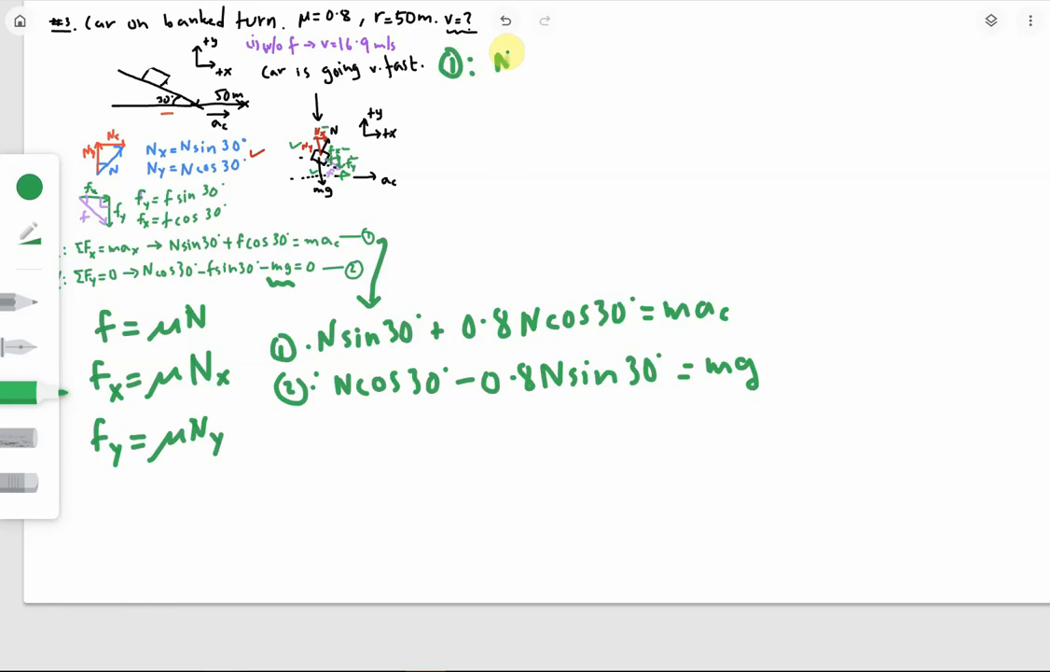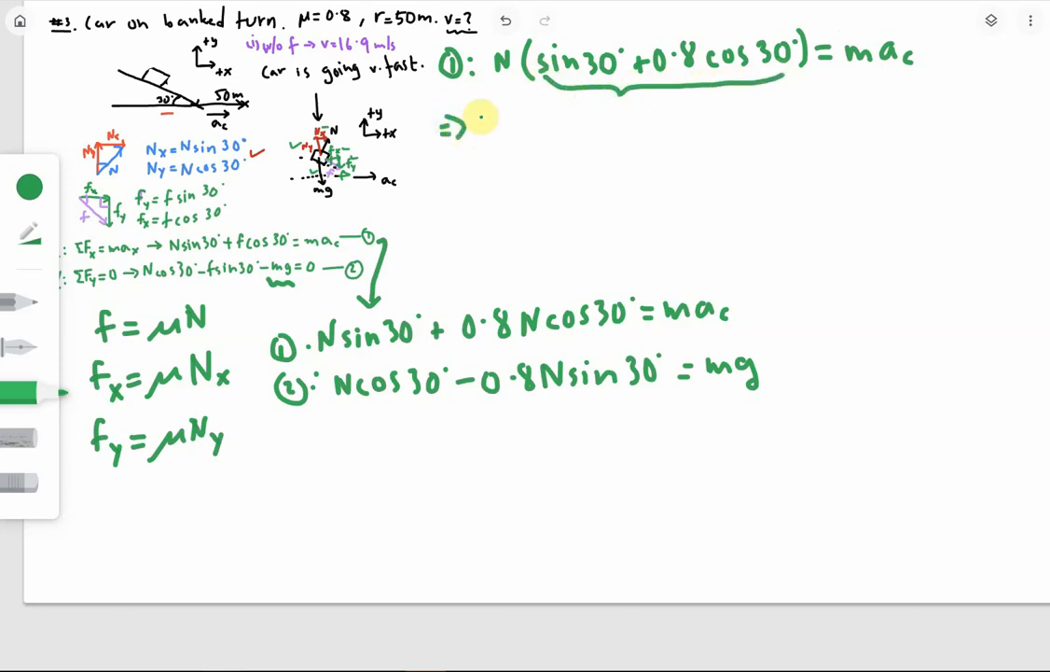Let's factor out n from the first two terms in the equation. We end up with n factored out times sine 30 plus 0.8 times cosine 30, equal to m times AC. We want to eliminate n, so we divide both sides by this whole thing.